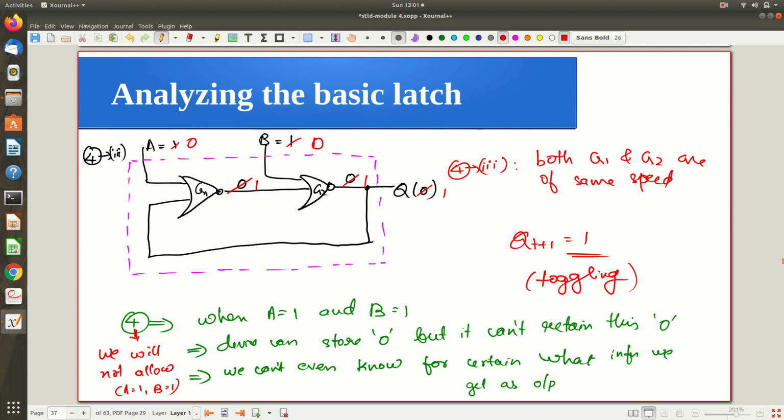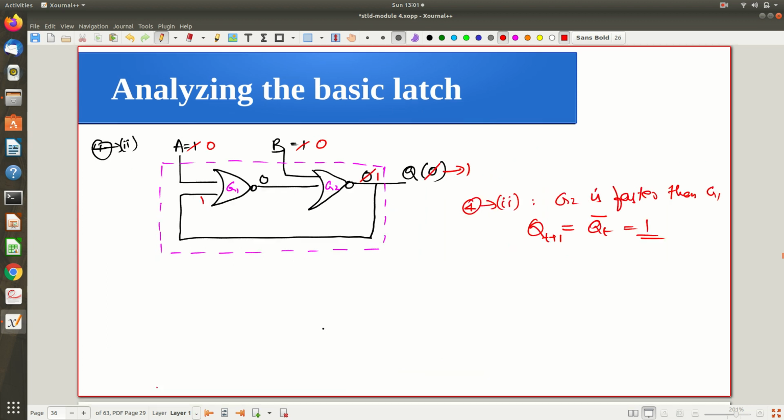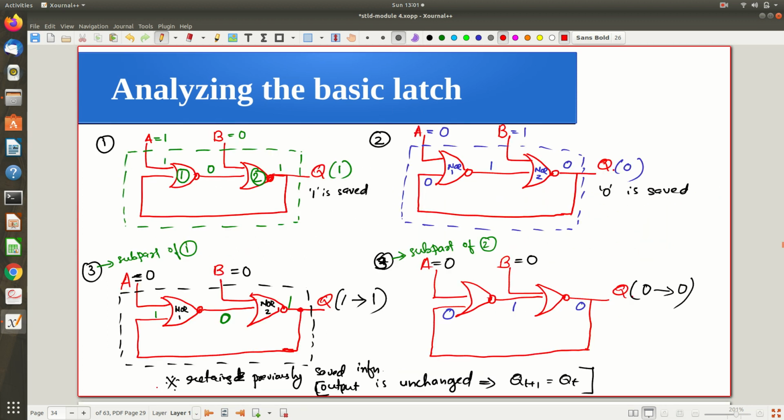It's not allowed for many reasons. One thing is that it can store but it can't retain, that's very clear. Retaining we can tolerate, but the problem is it is giving some unexpected result. That result is not predictable, it is behaving randomly, we don't know. So we don't need such a circuit. That's about it.